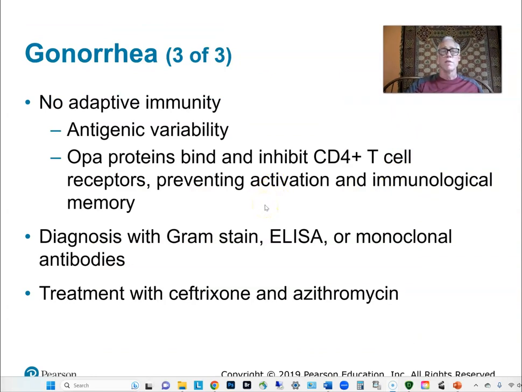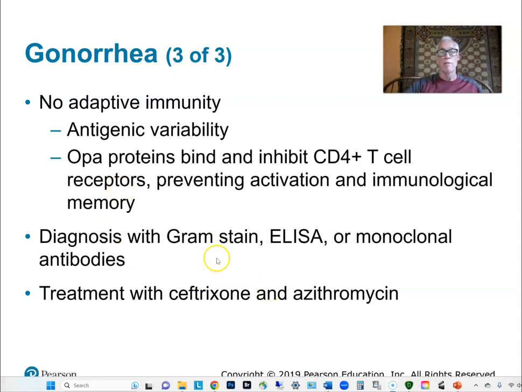All right, so one thing about gonorrhea is these bacteria have Opa proteins, which inhibit helper T cells from becoming activated. So there's not good immunity against the bacteria. It's partly how they can cause all those systemic diseases and so forth. So they have this pretty terrible virulence factor or capability.